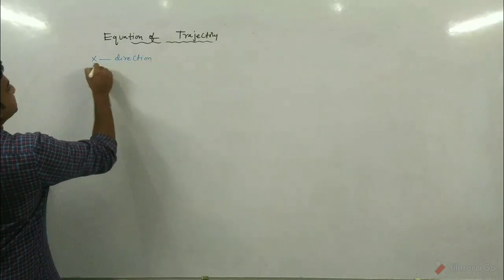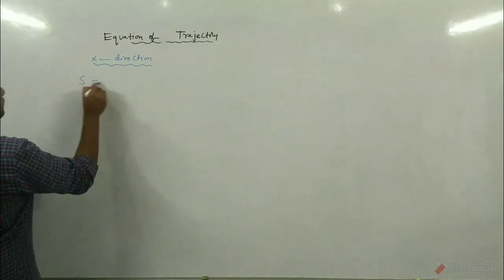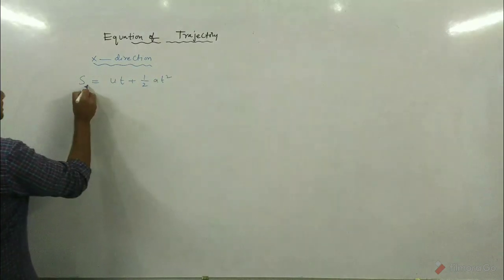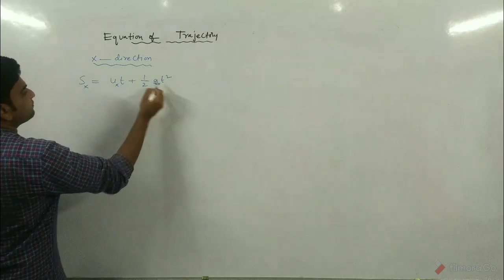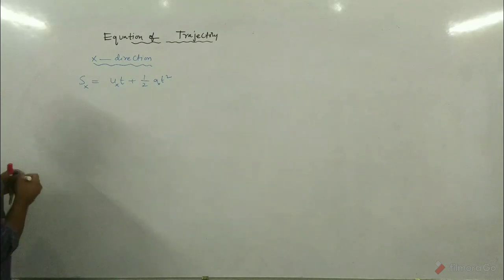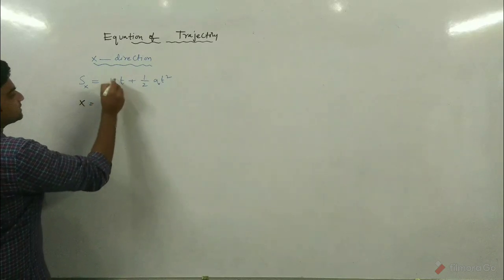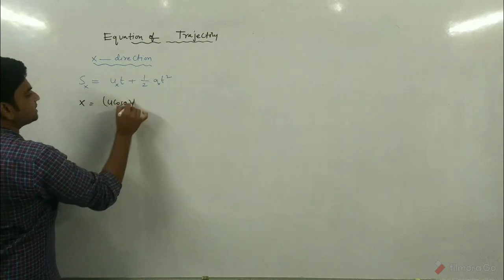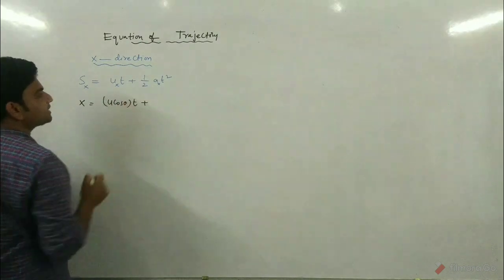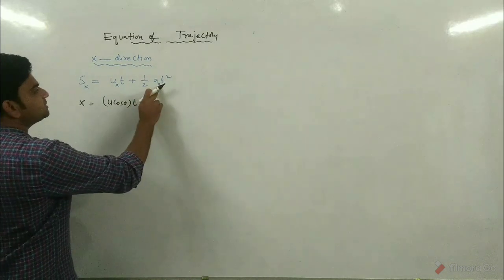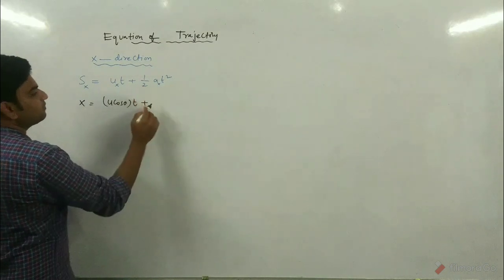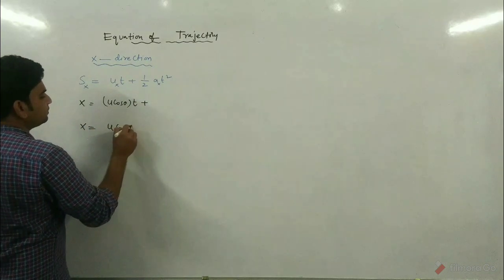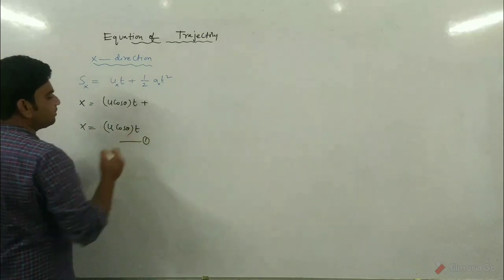If I consider the x direction motion, generally we have the formula s equals ut plus half at square. Now this is along the x axis, so I am putting sx. Now my sx becomes x here, and ux, the horizontal velocity, is u cos theta into time as it is, plus, but there is no acceleration along horizontal, so this value becomes 0, and 0 into something will be 0. Finally I am left with x equals u cos theta into t. Let this be equation number 1.